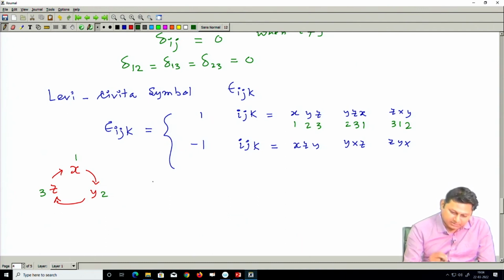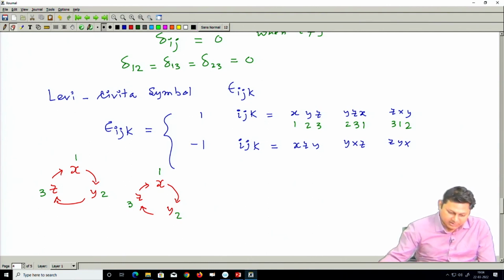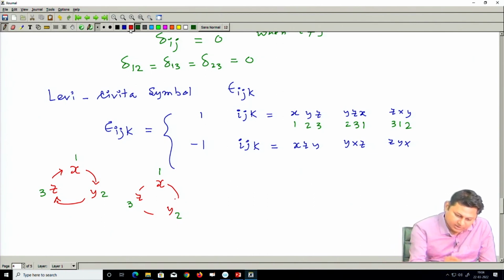Now, if the opposite happens, again I have x and y and z, and these values as usual 1, 2 and 3, and opposite means x z y, or y x z, or z y x. So, in this case, here I am making a mistake, my direction should be opposite here because I am going in an opposite direction. So, it should be in this direction.